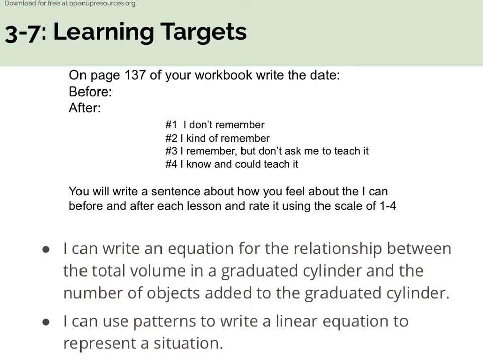Go ahead and write yourself a sentence on page 137 about how you feel about these I can statements. Give yourself a number 1 through 7. 1, I don't remember. 2, I kind of remember it. 3, I remember, but don't ask me to teach it. And then 4, I do remember it, and I can teach it to my friend.